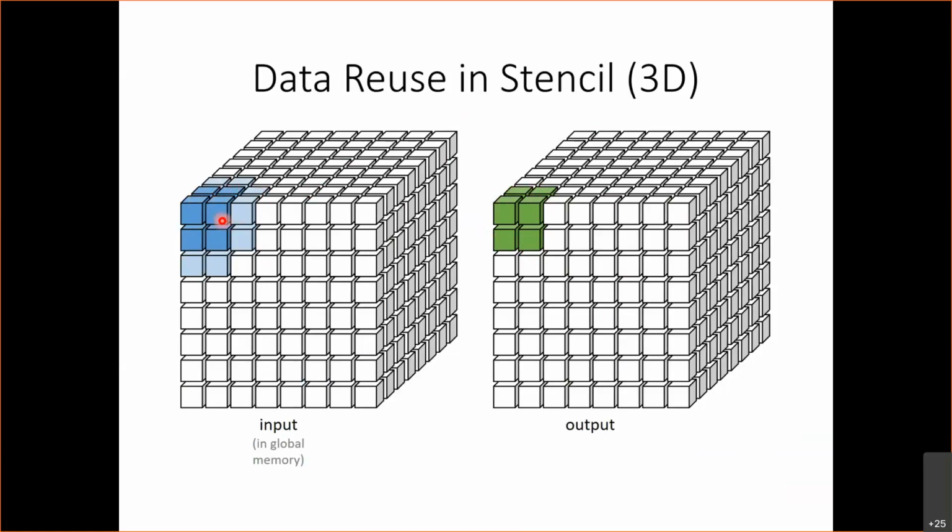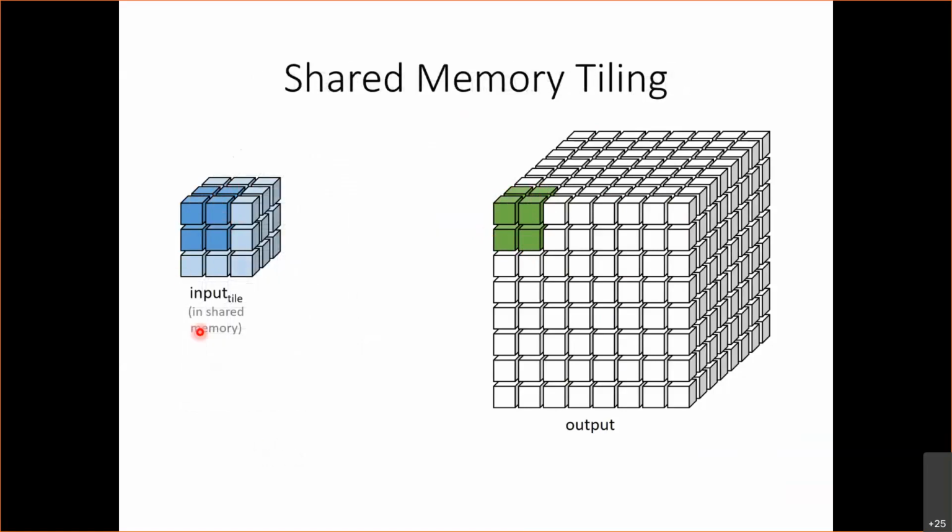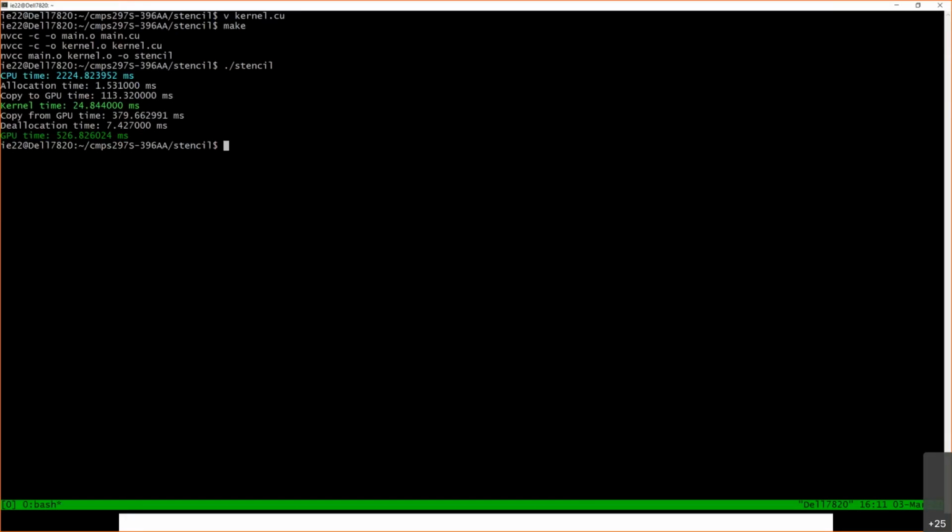So what we can do is we can load the input tile into shared memory, and then when we do the stencil computation, we access the values from shared memory. Okay, so having said this, let's go and do an example of that. Okay, let's go and do an example. So here, I'm going to open my code again.